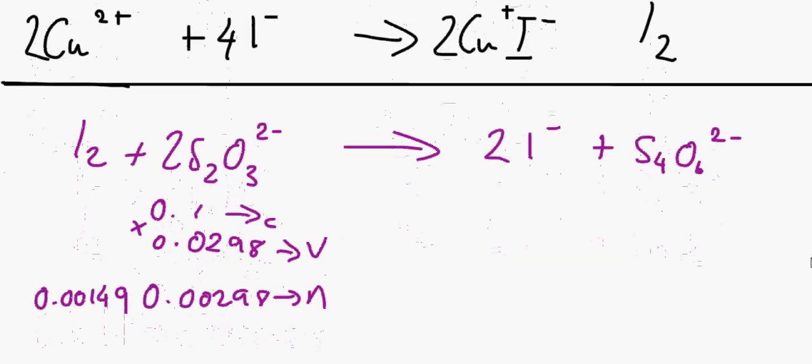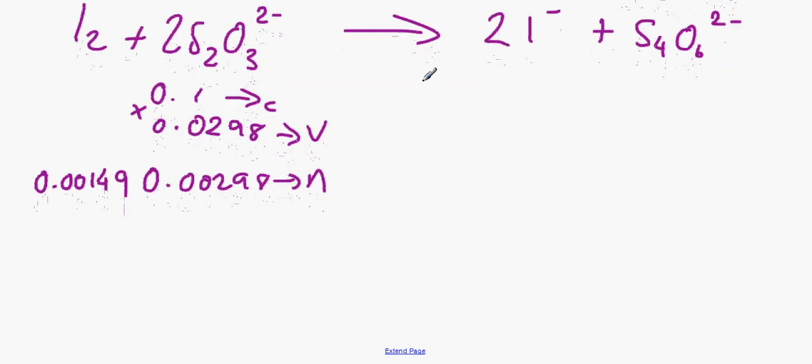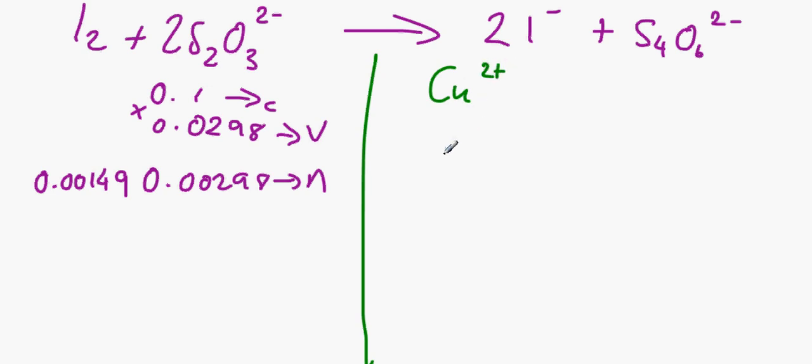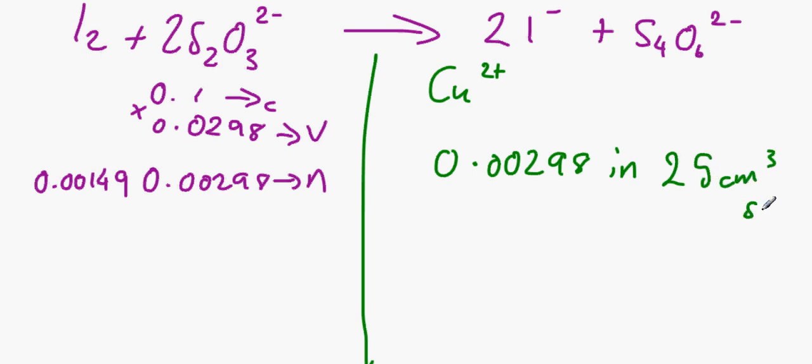So that's obviously the molar ratio here, 0.00149. The molar ratio is 1 to 2. So for every 2 moles of this that's reacted, it has produced 1 mole of this. So you times this by 2 to make, I'm going to run out of space. Okay. To make 0.00298 in a 25 centimeter cubed solution.